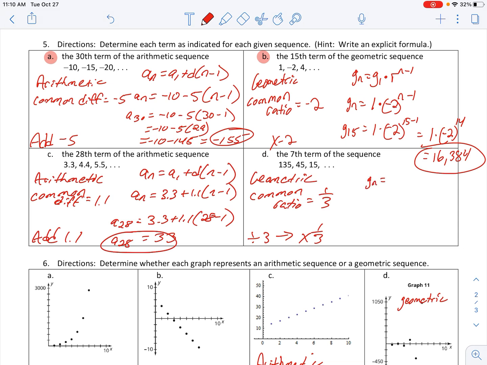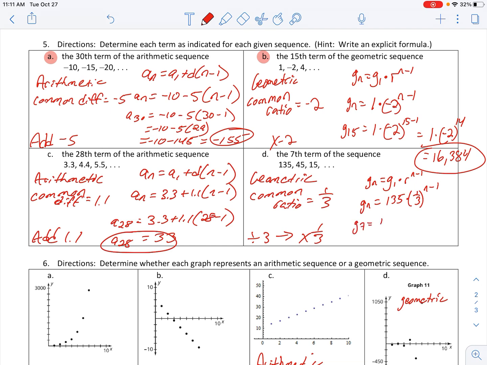Now, the explicit formula for a geometric sequence, remember, looks like this: the first term of the sequence times the common ratio to the n minus 1. In this particular problem, what is the first term? 135. And what's my common ratio? That is 1/3. So that's going to work for this specific sequence.